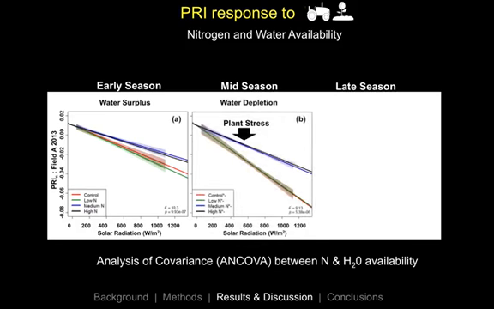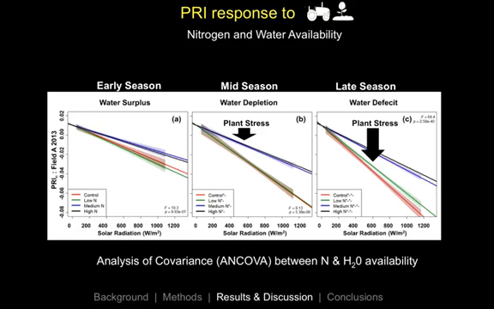As you look at that response of PRI-C to solar radiation during mid-season, you see, again, similar to those diurnal plots I showed, a greater response in those control and low nitrogen plots, and you also begin to see more of a deviation between the different treatments. And then later in the season, suggesting more plant stress, we see continued separation between the plots, but also a greater dip, suggesting that PRI is responding at a greater magnitude to increases in solar radiation.